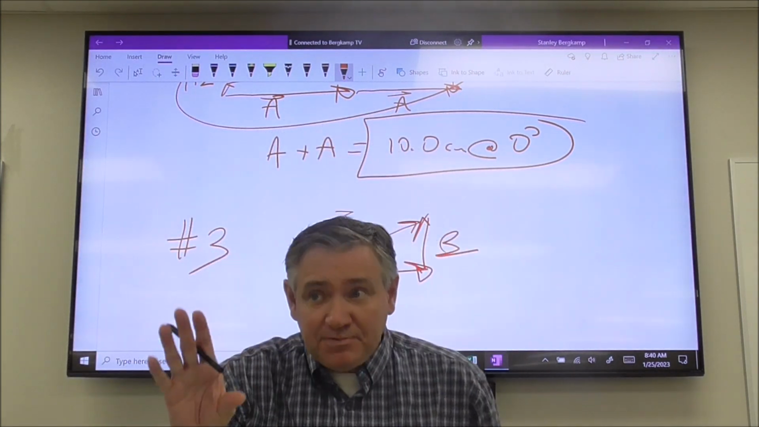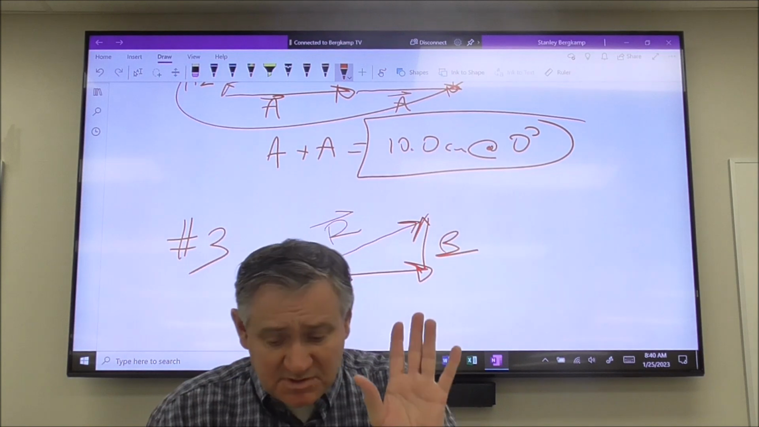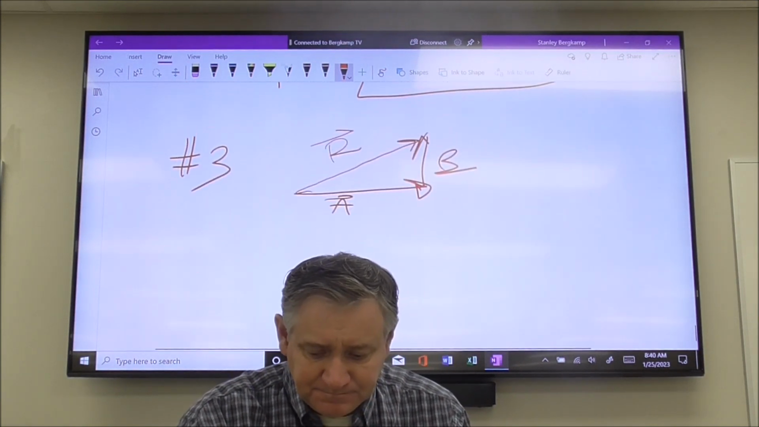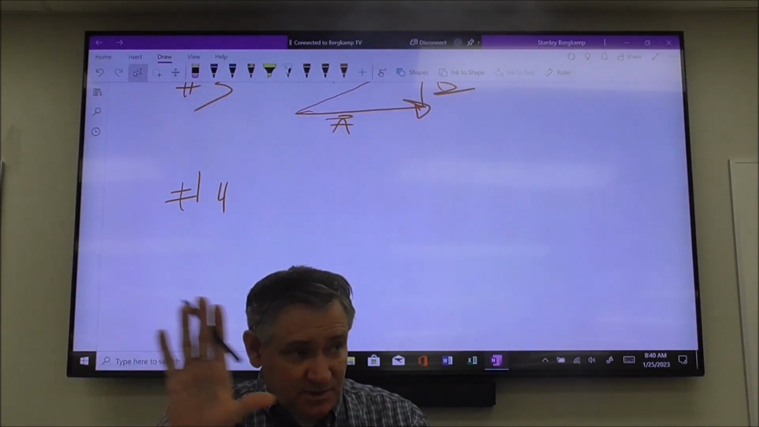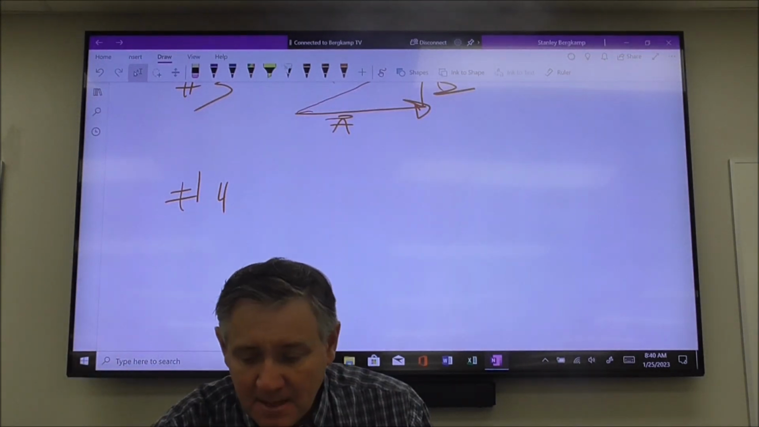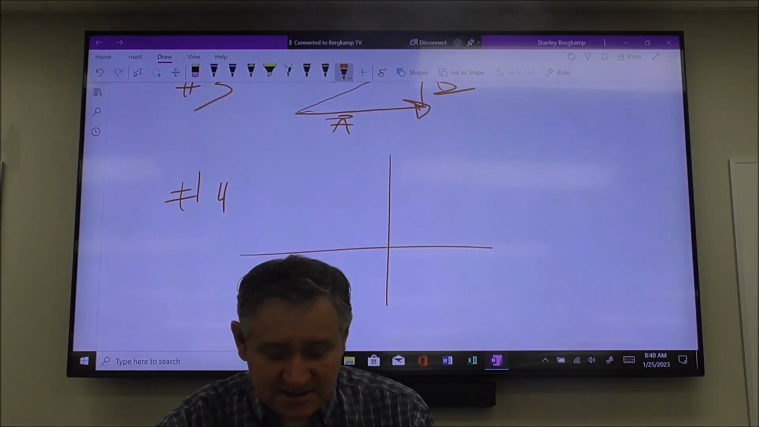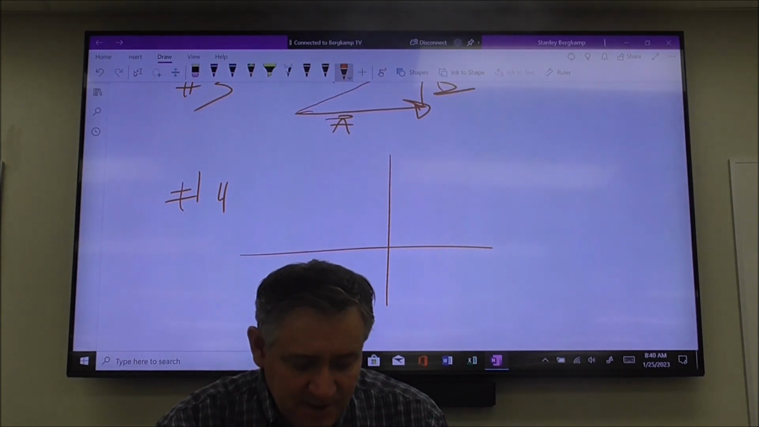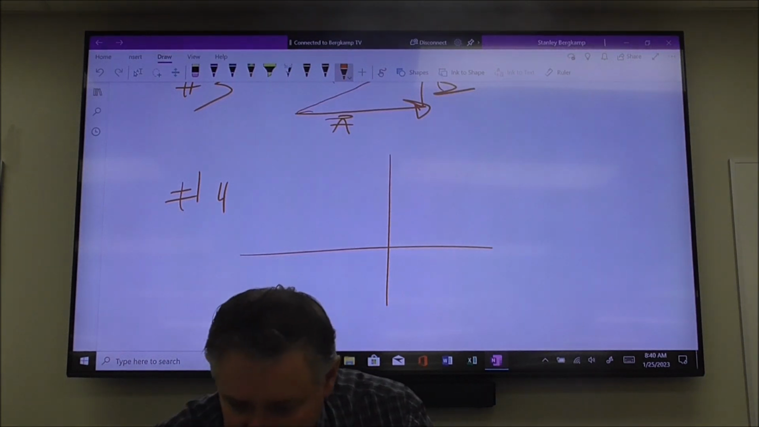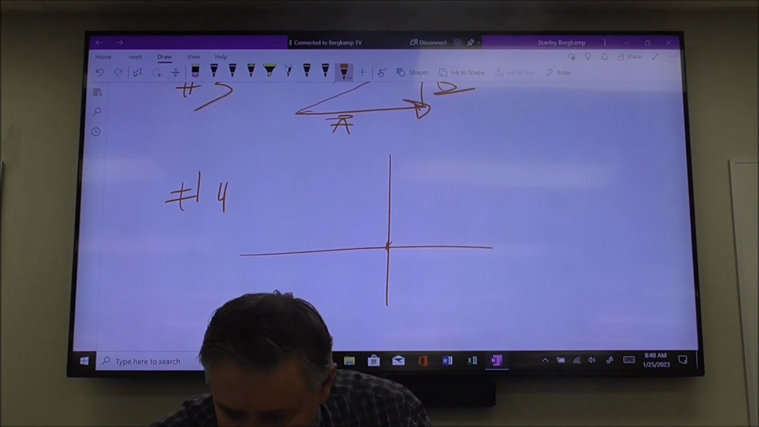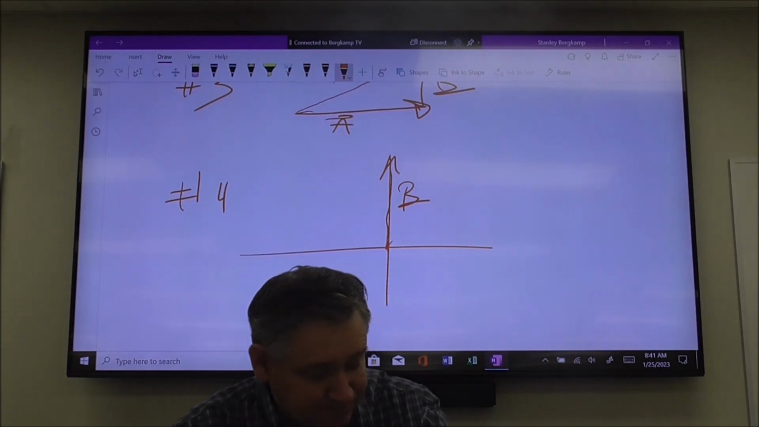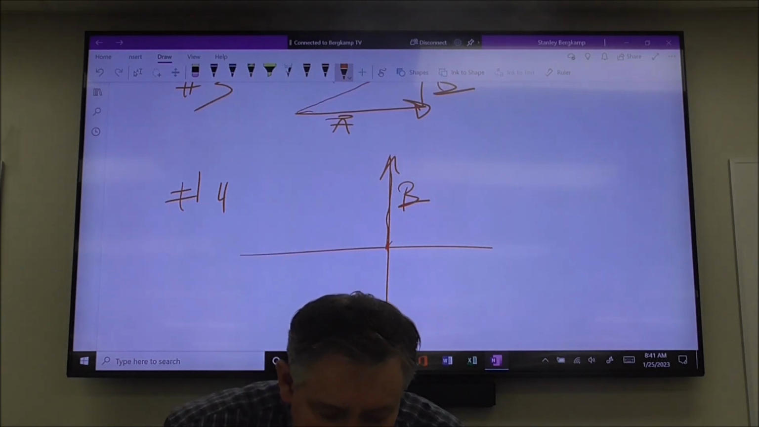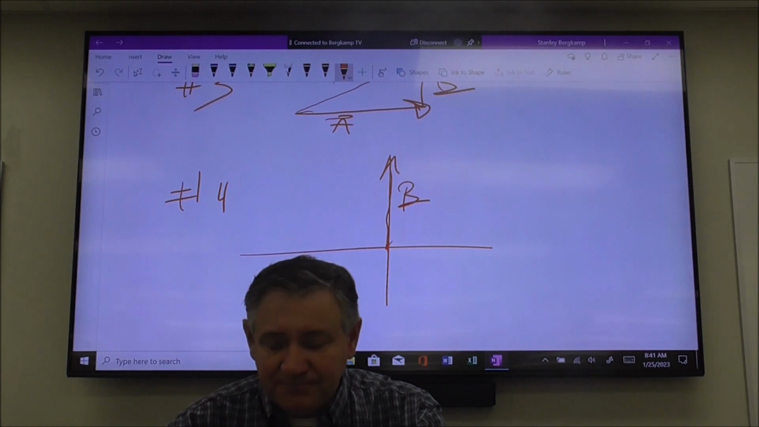Now, that one with B plus D. This one's a little bit tough. Okay? So on number 4, I'm going to give you a sketch so you know how this thing is going to look. So here's my X and Y axis. Vector B, 3 centimeters at 90 degrees. So I'm going to start here, I'm going to come up, and I'm going to draw vector B. 3 centimeters at 90 degrees, boom, straight up. Now, D is 6 centimeters at 250, okay?